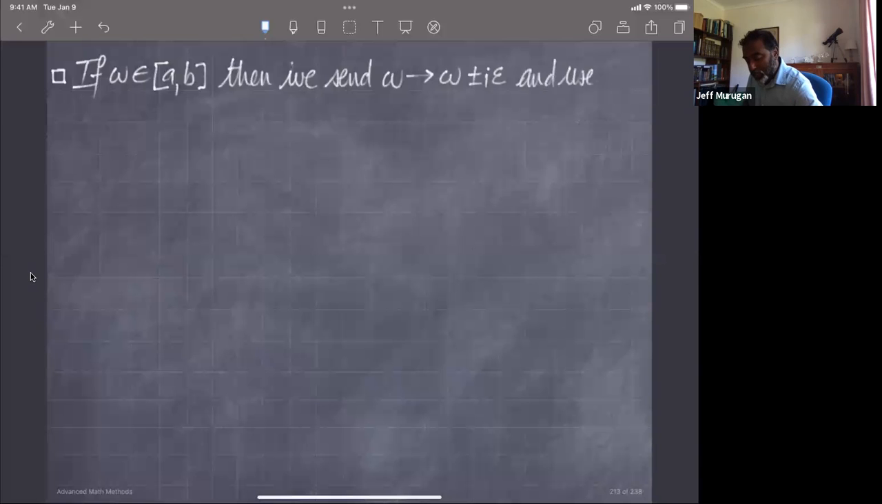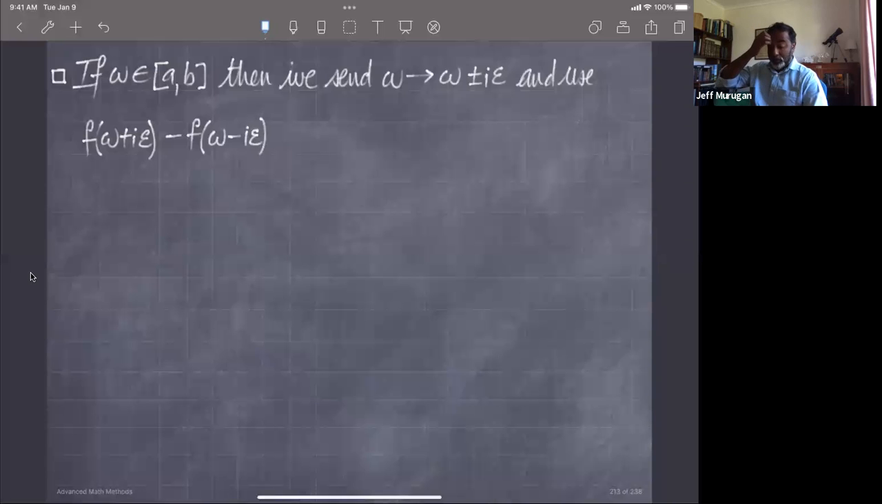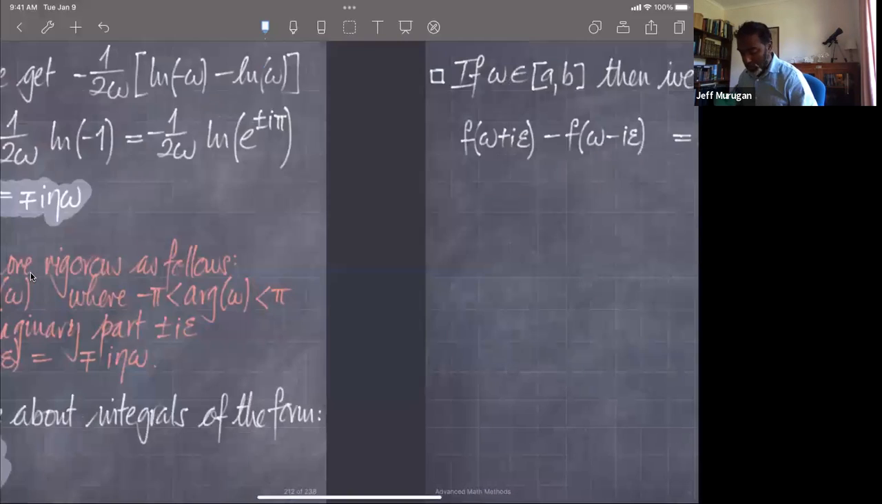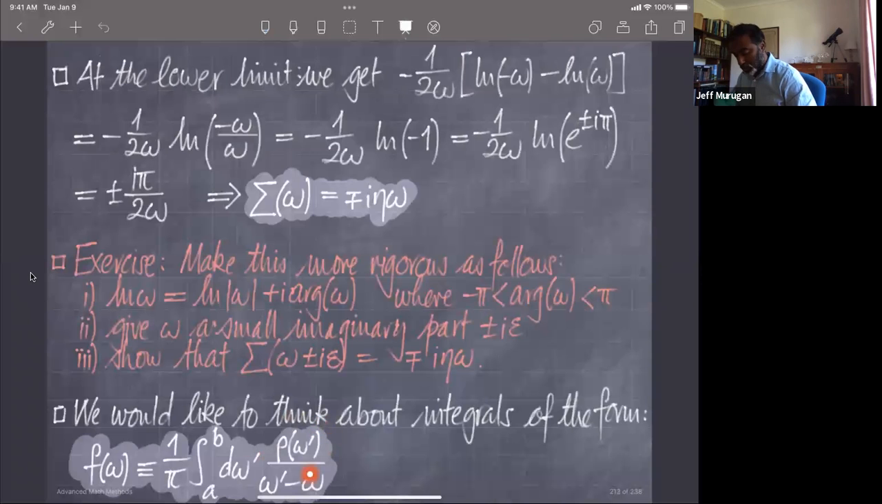The first one says that if I take f of omega plus I epsilon, subtract f of omega minus I epsilon, the value of f evaluated just below the axis, that's nothing but 2 times I rho of omega, where rho is the numerator of this integrand.